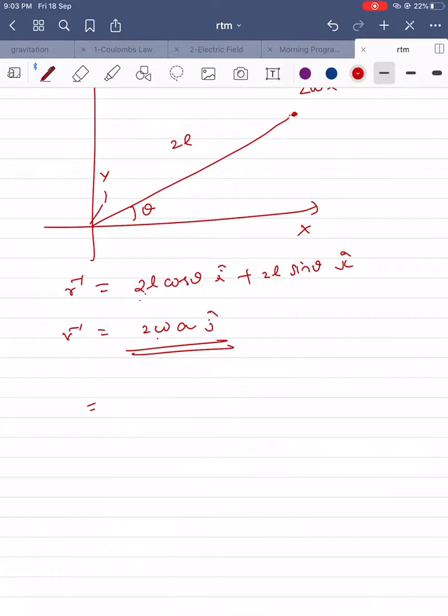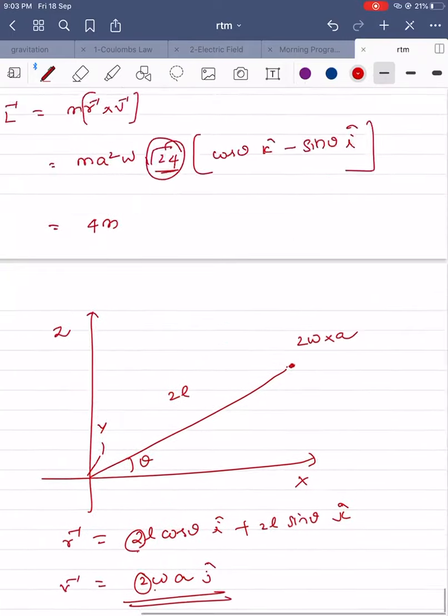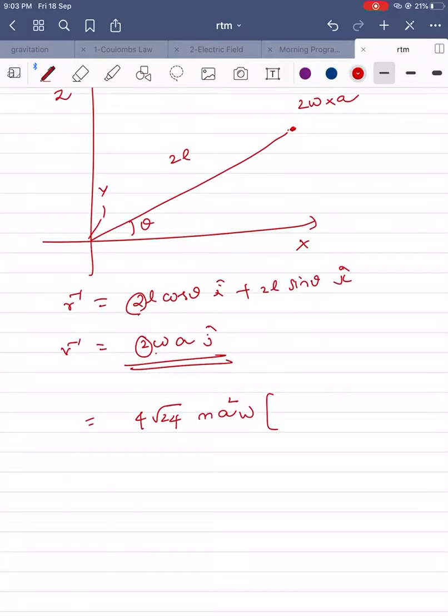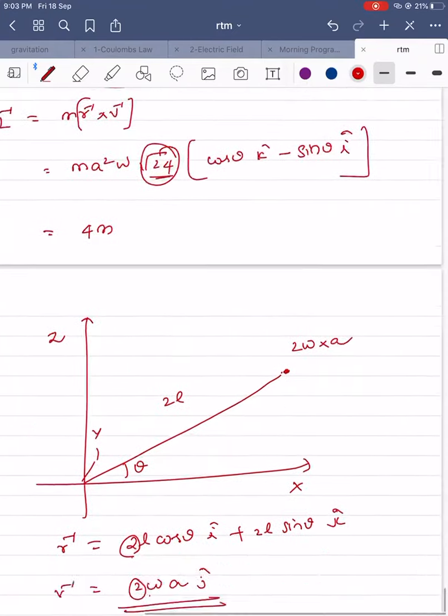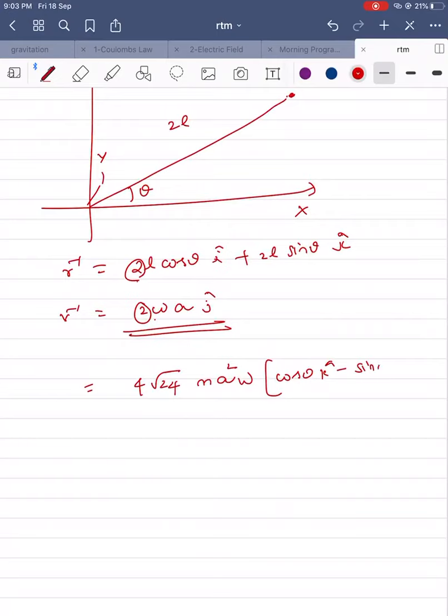L is root 24. Root 24 multiplied with 1, and it is root 24 multiplied with 4. 4 into root 24 m a square omega, m a square omega cos theta K cap minus sin theta I cap. So two terms are there.